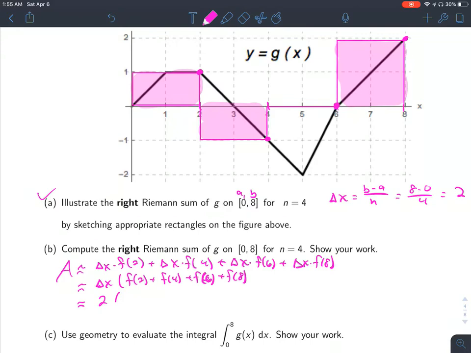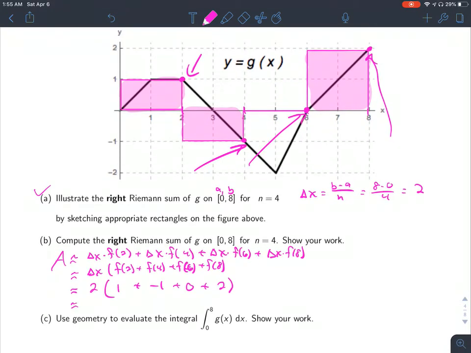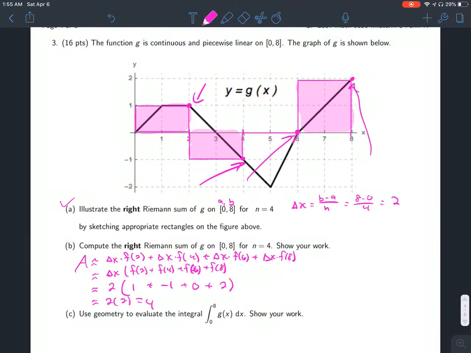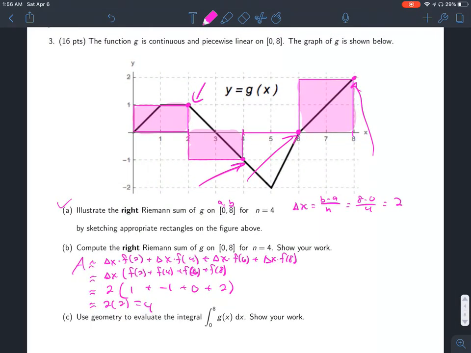Delta x was 2. F of 2, that's the y value when x is 2, is 1. That's right here. F of 4, that y value is negative 1. F of 6, that y value is 0. F of 8, that is a 2. So this ends up being 2 times 2. So the approximate area between the curve and the x-axis is 4 square units.